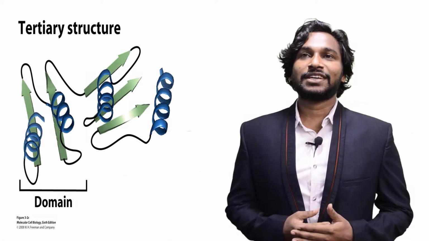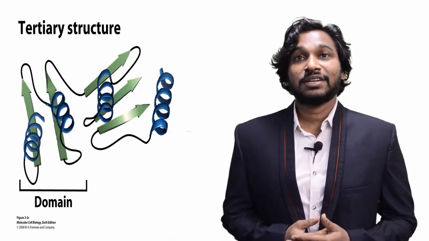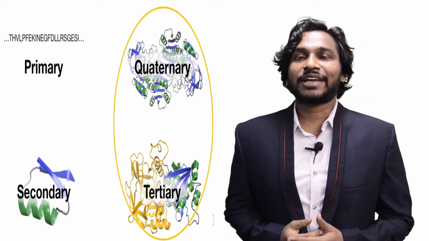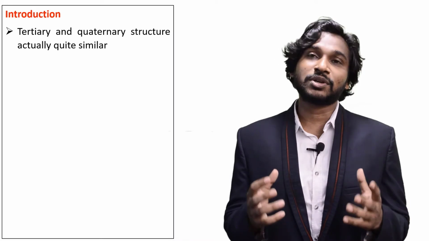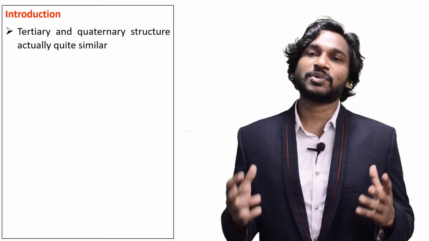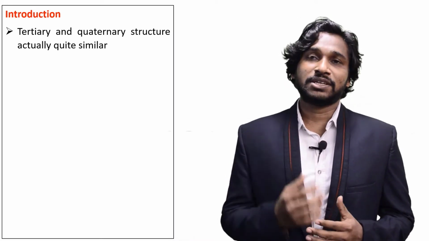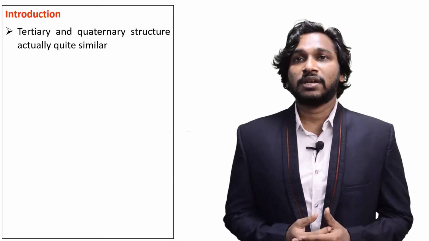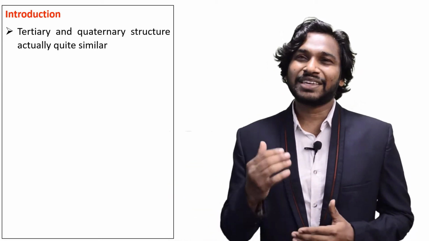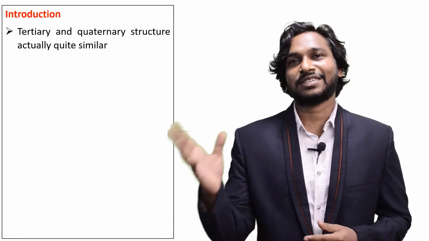Today's topic is tertiary level of protein structure. The tertiary and quaternary structure actually look quite similar. They both describe the three-dimensional arrangement of a protein, the polypeptide chain which turns into a three-dimensional arrangement in its local environment at a higher level than a simple secondary structure.